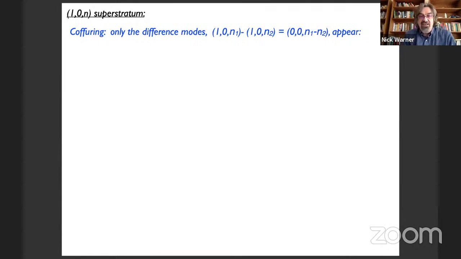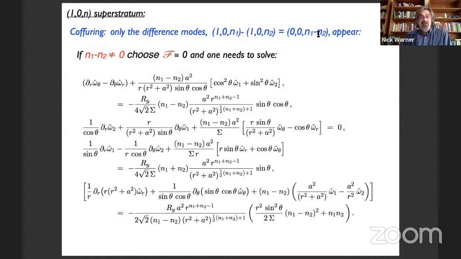Everything gets really nice because it makes life very, very simple. When this quantum number is fixed and this is 0, then remember, the coefficient gets rid of the sum modes. So therefore, all that survives are the difference modes. And that means these numbers k and m are both 0 in the difference modes. So only differences of n1 and n2 appear. Now, if n1 is not equal to n2, then you can choose f as 0.